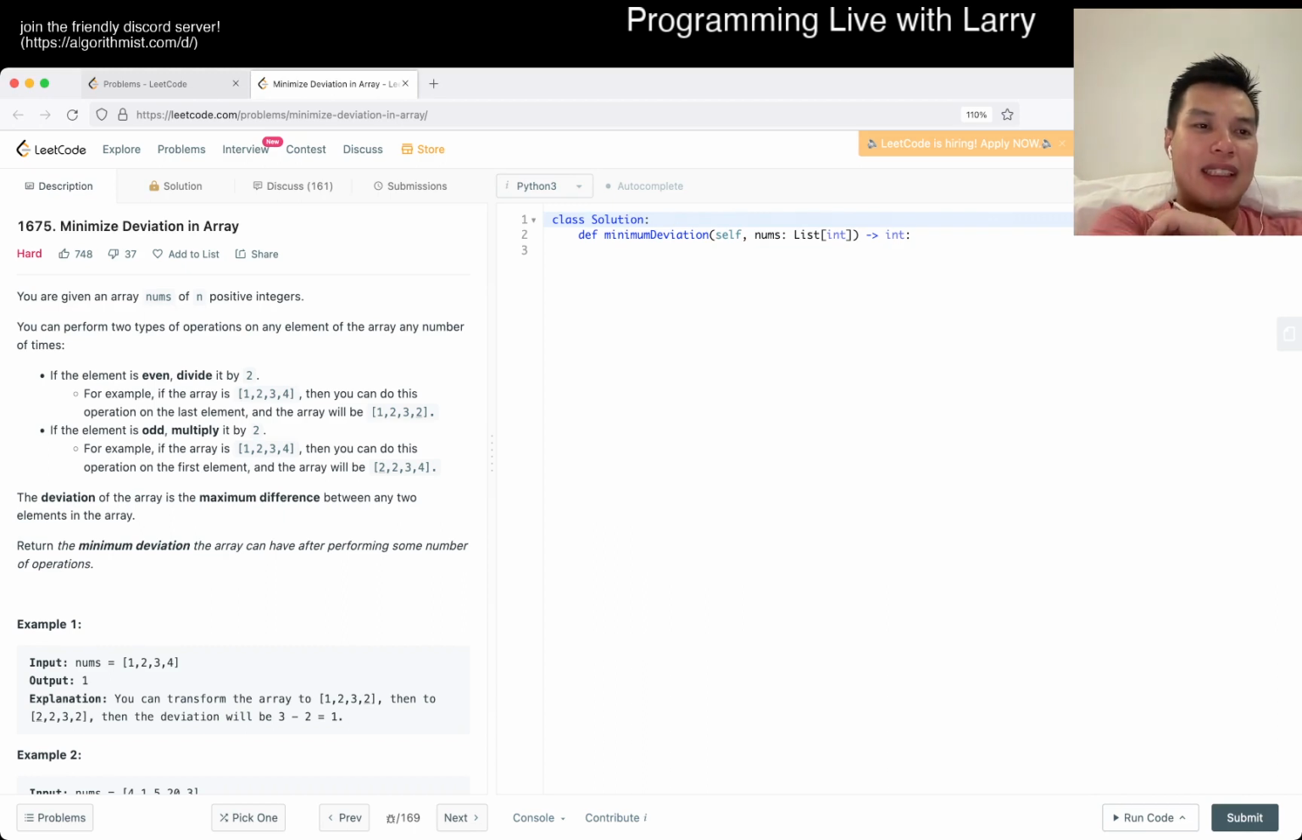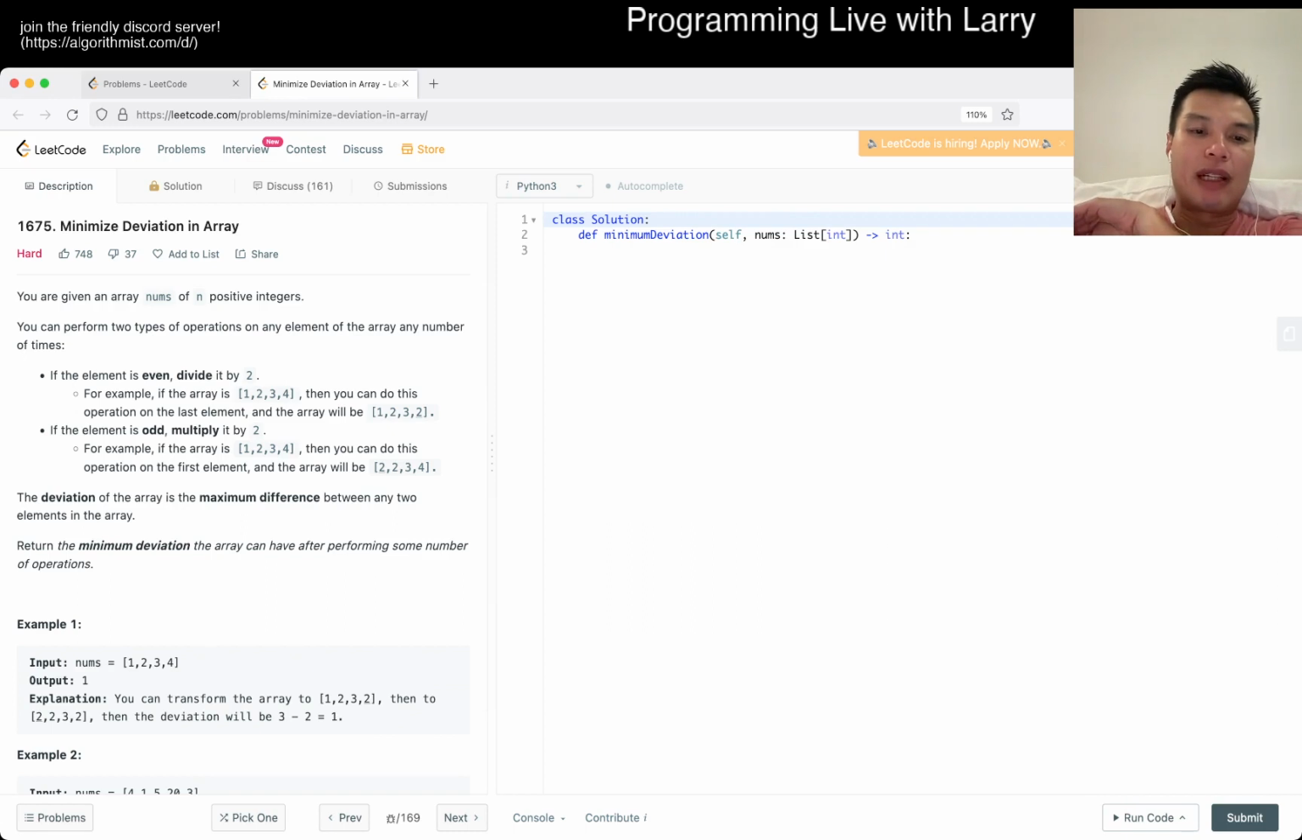Today's problem is 1675, minimize deviation in array. So you're given an array nums of n positive integers. If an element is even, divide it by 2. If an element is odd, multiply it by 2. Minimize the difference between any two elements in the array. Okay. Let's see.